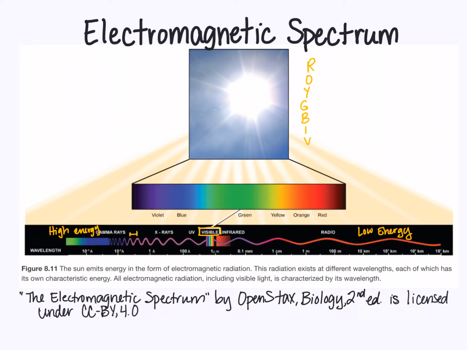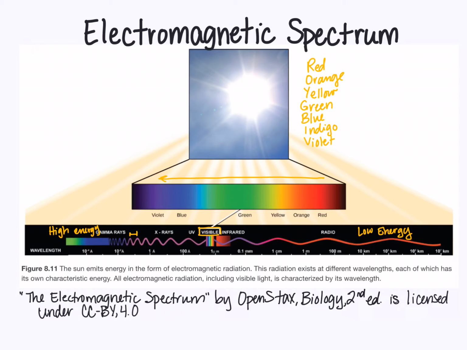And ROYGBIV is just a mnemonic to help you remember the colors of the visible portion of the electromagnetic spectrum in order. And those letters stand for red, orange, yellow, green, blue, indigo, and violet. And it's actually showing you here, it's actually looking at it kind of in reverse order.